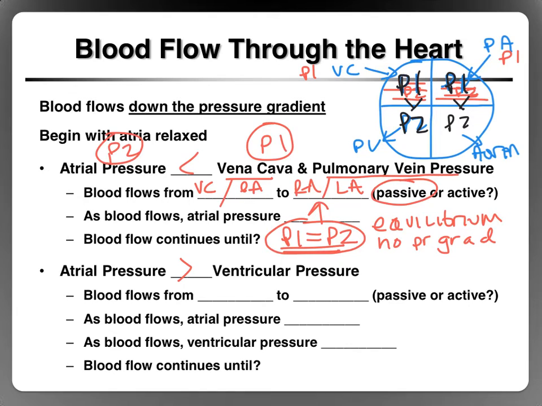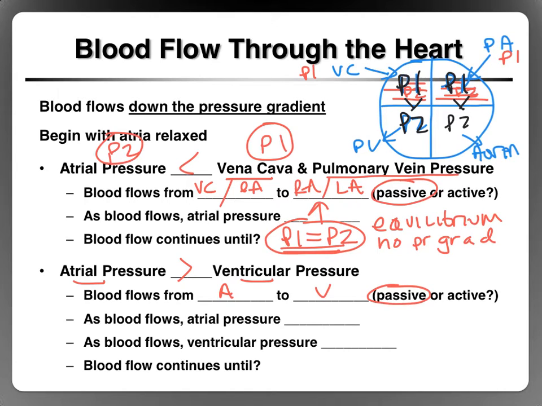Eventually the pressure in the atria is greater than the pressure in the ventricles, and this is because of the pressure that rose in the atria as they were filling with blood. This sets up a pressure gradient between the atria and the ventricles. And because the pressure is higher in the atria than in the ventricles, what we get is blood flow from both atria to both ventricles. And again, this is a passive pressure gradient. This is a natural gradient that occurred because of the filling of the atria.